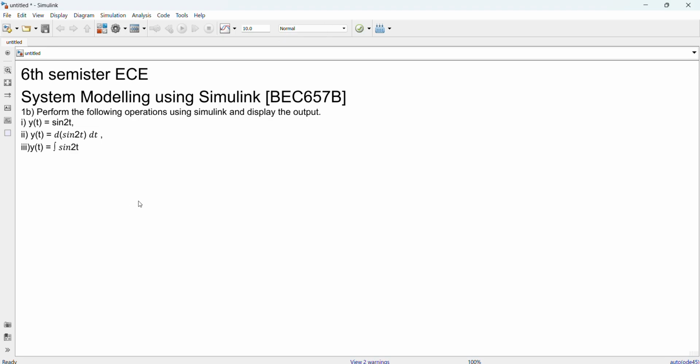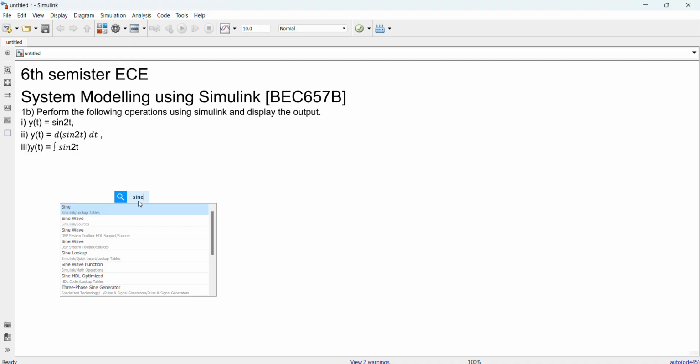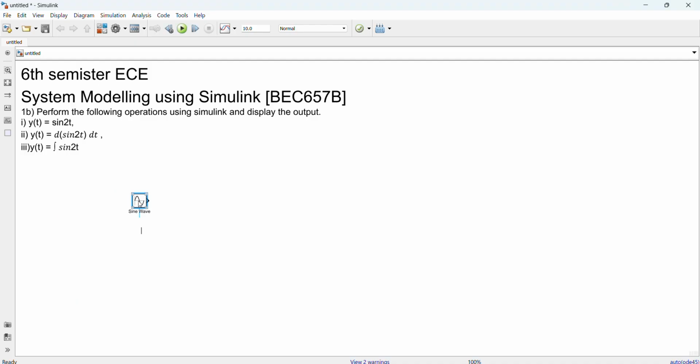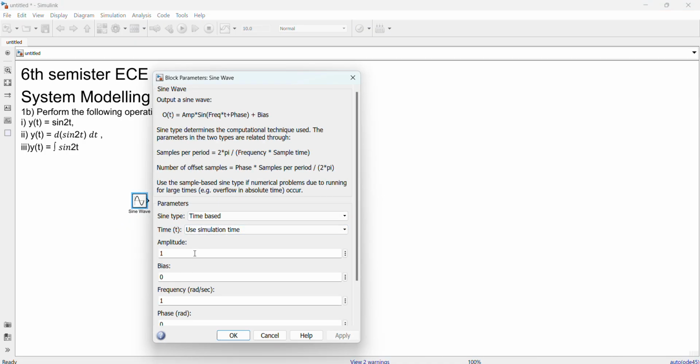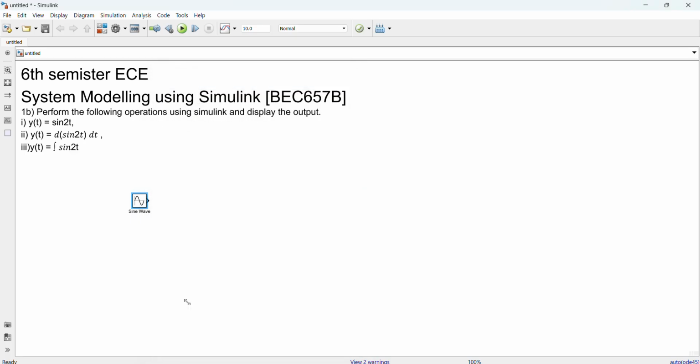We'll take a sine wave block into the model. Double click on it. Here the amplitude we set to 1. Then the frequency is 2 radians per second. This indicates y of t is equal to sine of 2t. This is our base function.